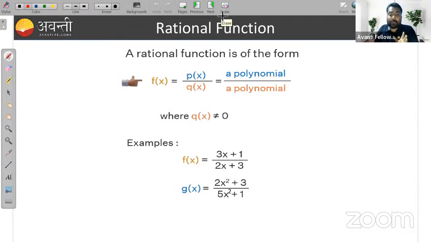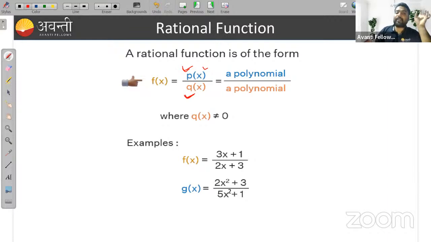What is rational function? है ना? A function which is in the form of p of x upon q of x, where p of x must be a polynomial and q of x must be a polynomial. You know what is polynomial? You know, na? No need to explain what is polynomial. You know, so degree must be whole number, right? Degree must be a whole number of the expression.